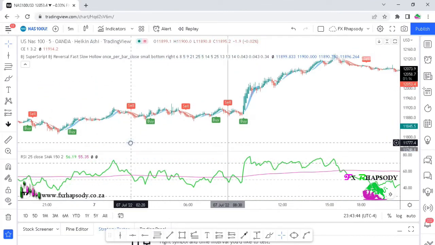Use these indicators or this combination of indicators. Use your risk. Do not be foolish and trade without any stop losses. You can try this on any other currency pairs or whatever you are trading. But again, I have adjusted the settings for Nasdaq, and I'm pretty sure you guys will make some nice little pips scalping Nasdaq using this combination of indicators.